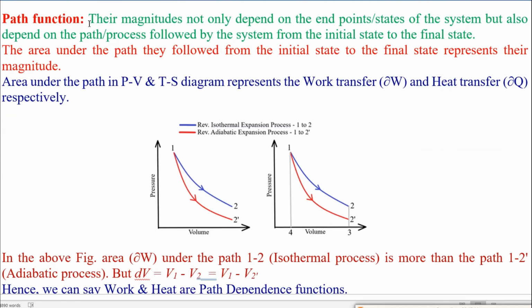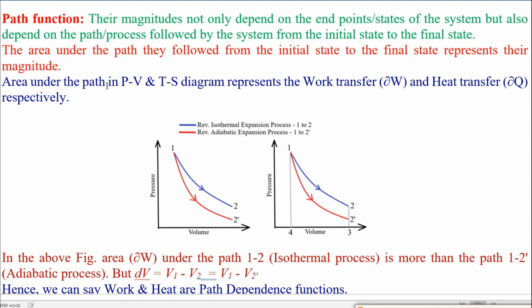So what is a path function? Their magnitudes, that is the area below the lines, maybe heat transfer or work transfer, not only depend on the endpoints or states of the system, but also depend on the path or process followed by the system from the initial state to the final state. So the area under the path followed from the initial state to the final state represents their magnitude.